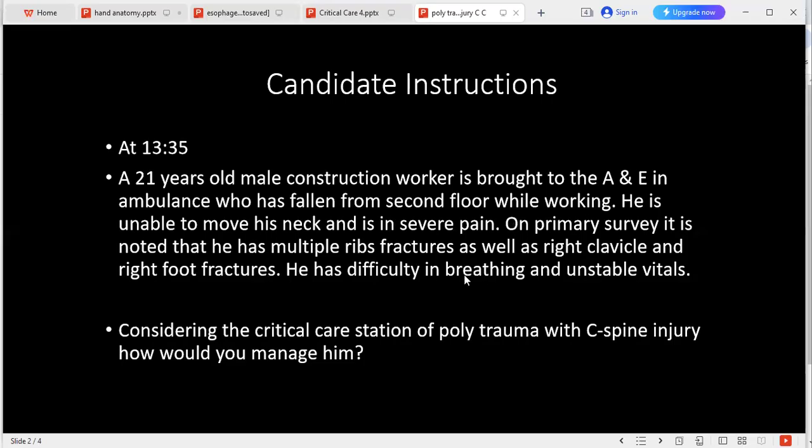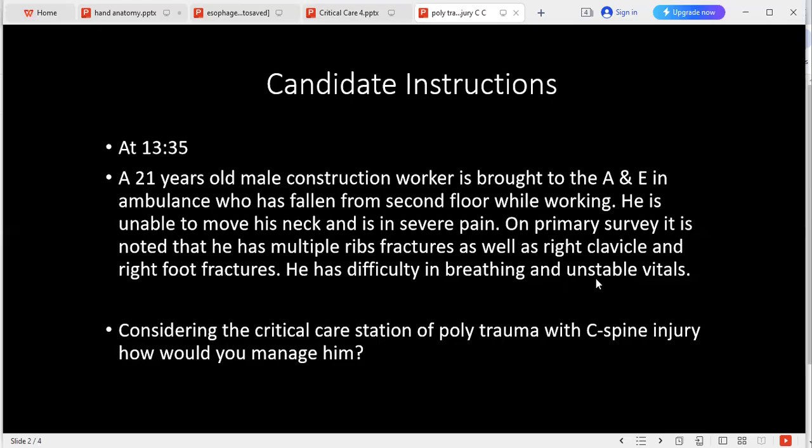In polytrauma, with multiple bone fractures, how much do you think the respiratory rate would be? It would be in the range of 30 to 40, or more than 40. Okay. What else?